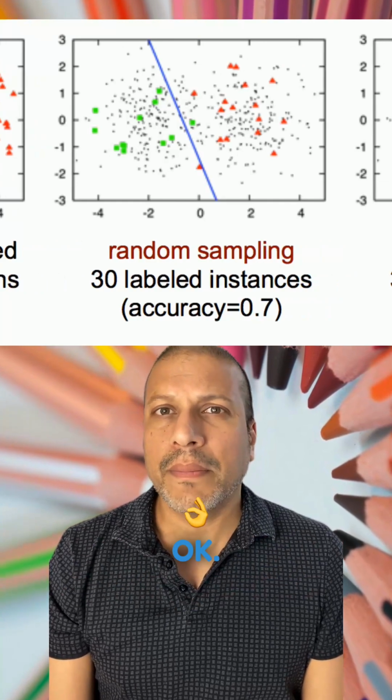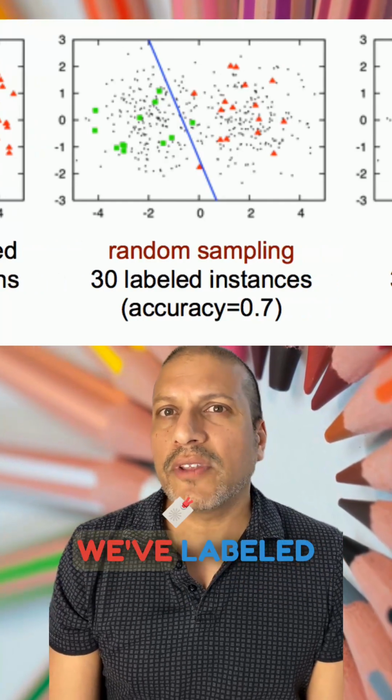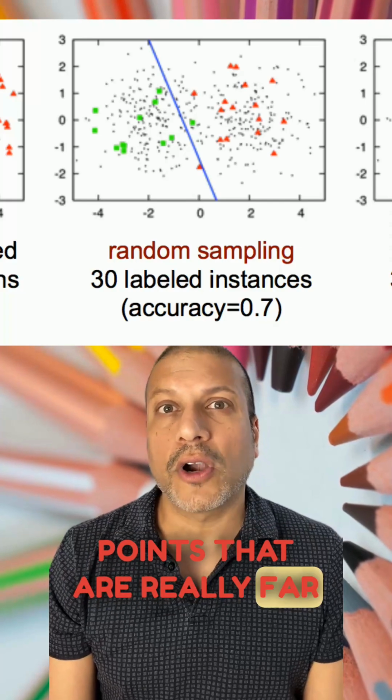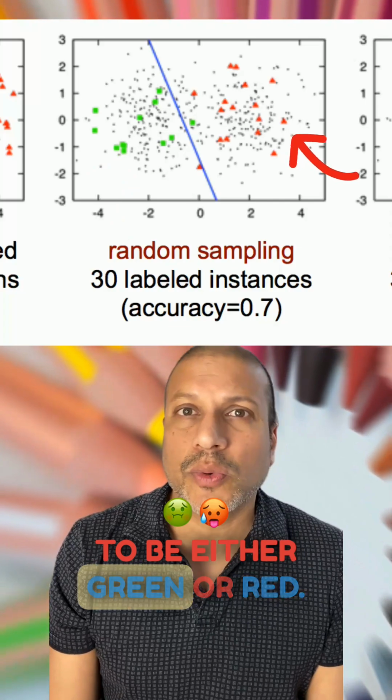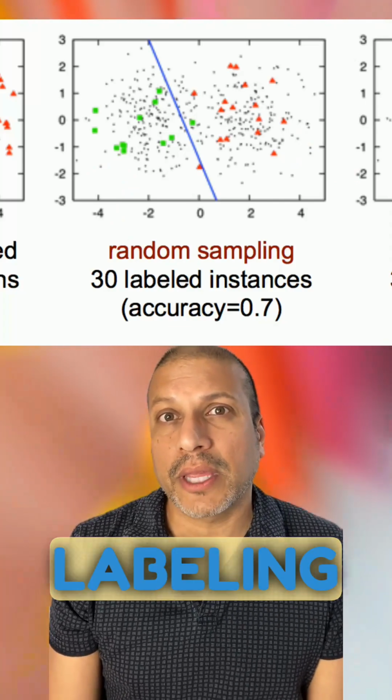And that works okay, but if you take a look, you'll see that we've labeled a number of points that are really far away from the decision boundary. And those are obviously going to be either green or red. Like, why are we spending time labeling them?